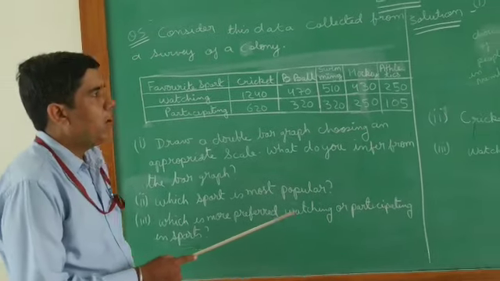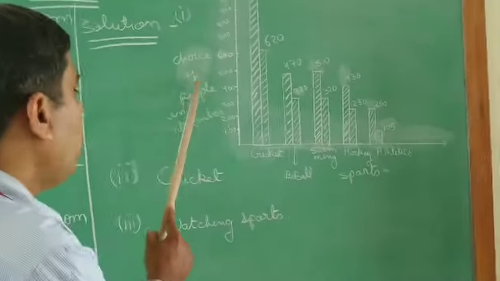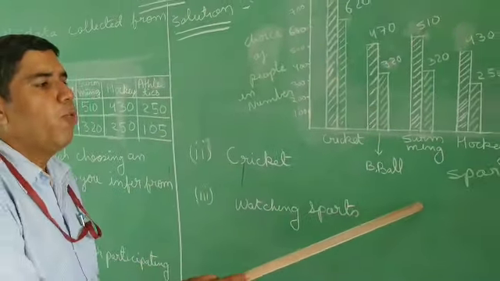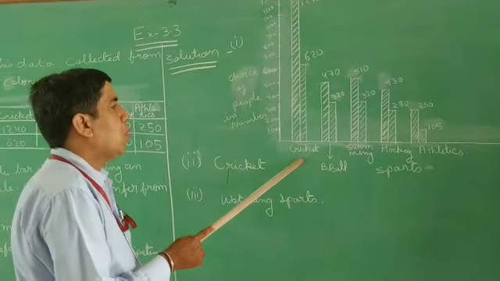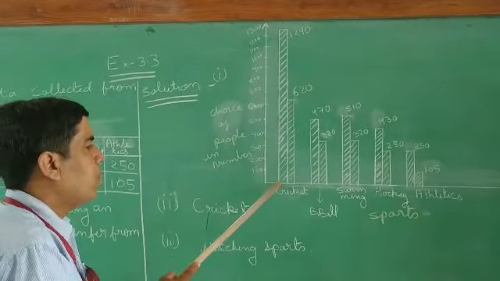First, I have done the bar graph here. You can see here, choice of people in number on this axis, and I will take sports on the x-axis because it is independent. Now, cricket. How many are there? First, you can see here, the first bar is showing.